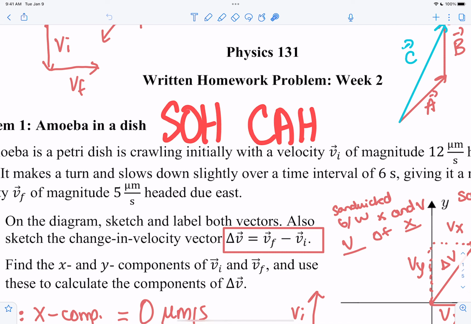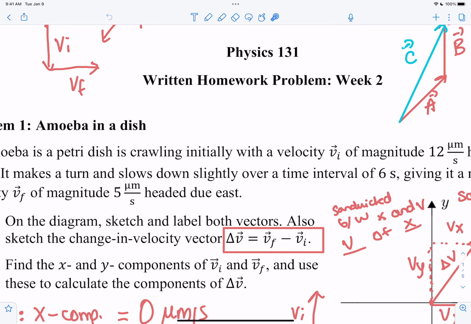SOHCAHTOA, which is sine is opposite over hypotenuse, cosine is adjacent over hypotenuse, tangent is opposite over adjacent. Make sense?